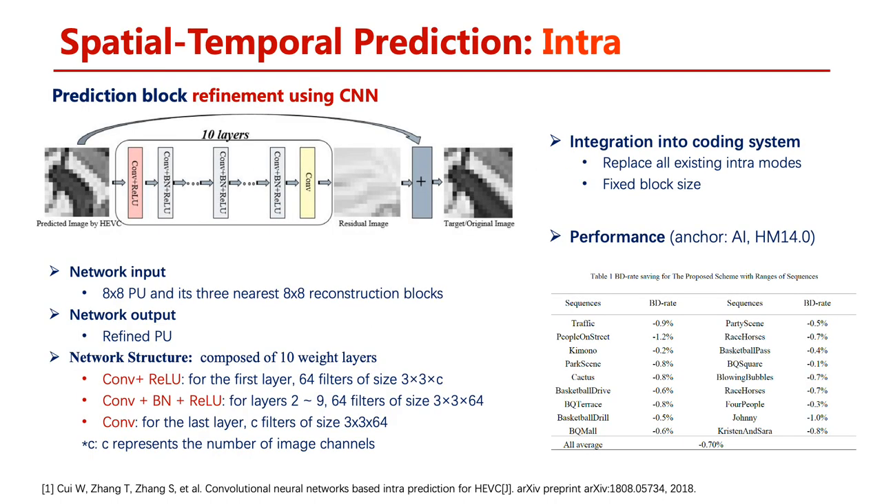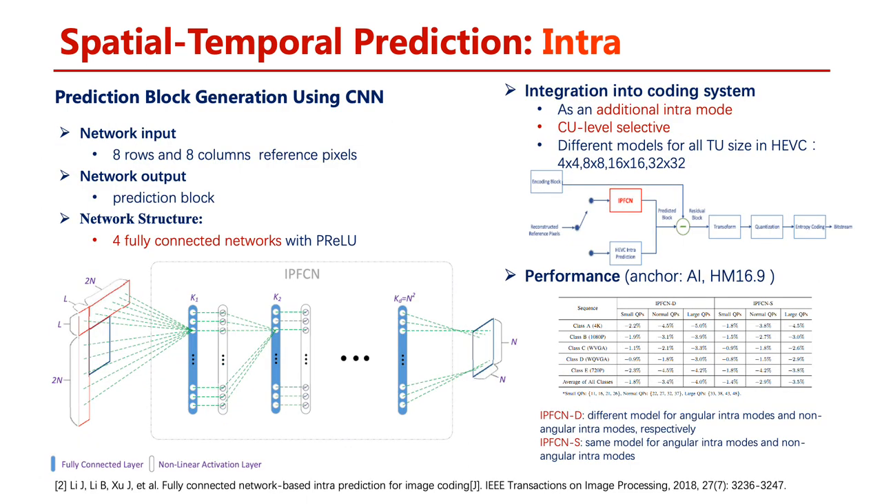A second module well studied in the hybrid coding framework is intra-prediction. Convolutional neural networks are used to refine intra-prediction blocks. This module may replace all existing intra modes, and a small coding gain is shown. The second work proposes to use a fully connected neural network to generate a prediction block directly from neighboring reference pixels. The neural network generated prediction block is used as an additional mode and can be selected at the CU level. It is also studied whether to use the same or different models for angular and non-angular modes.